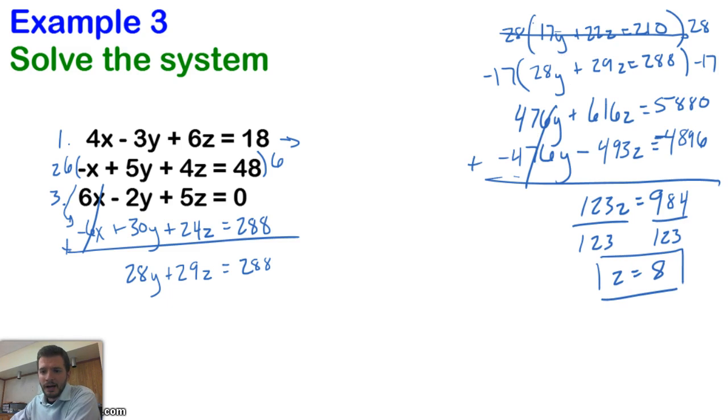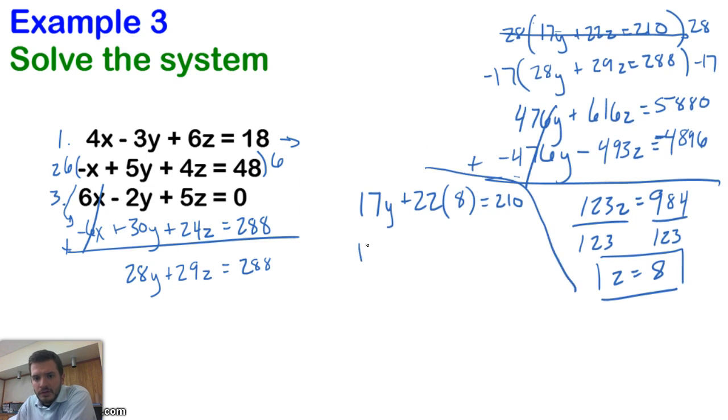Let's go ahead and go back. I'm going to plug it into this top equation that I crossed out earlier. So it's going to be 17y plus 22 times 8 equals 210.